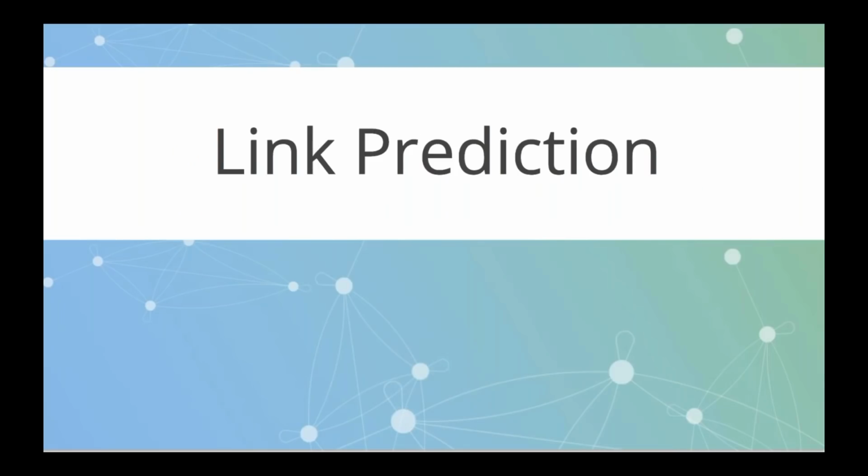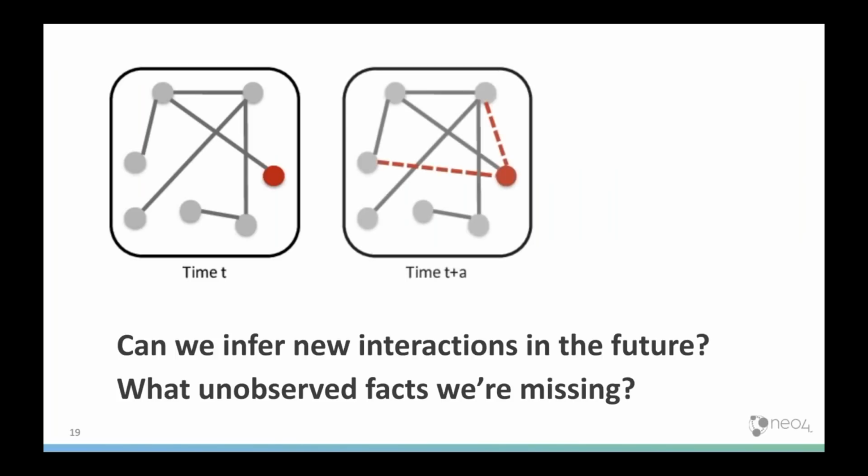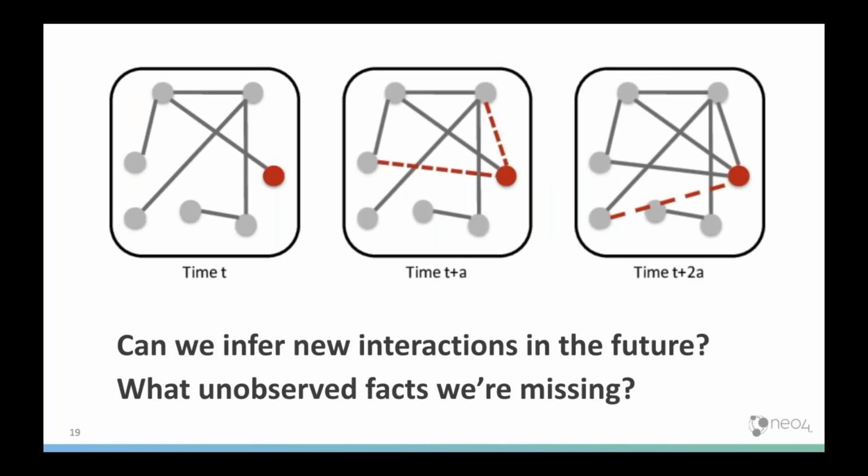So let's talk a little bit about link prediction and dive into that area. Link prediction is really about trying to estimate whether a new interaction is going to form in the future, or whether there's some unobserved fact that we're missing in our data. There's a great example of a criminal network evaluation where they use link prediction to try to estimate whether there are connections between criminal organizations that are probably there, but we just haven't been able to observe yet. So those are the basics of what link prediction is.